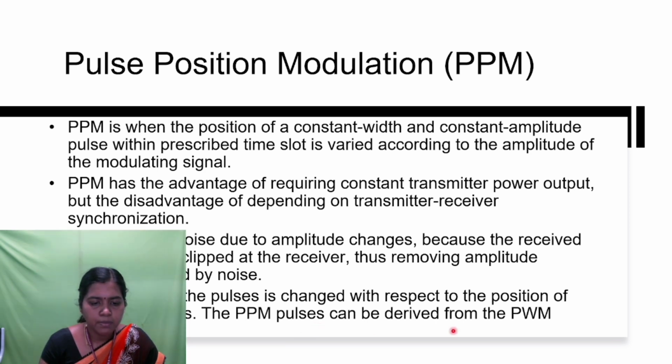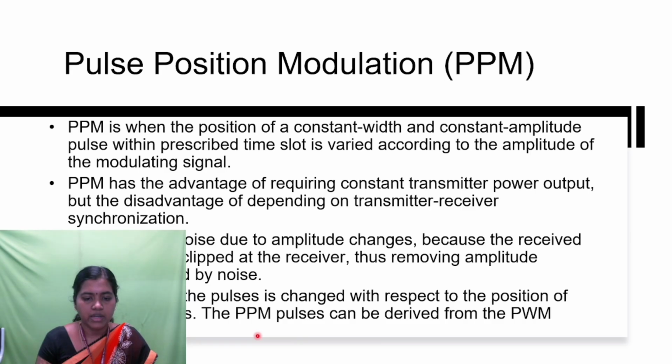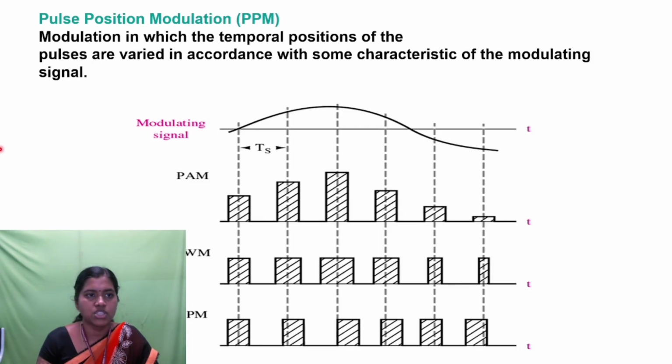The very simple technique here is, after getting your pulse width modulation, you can apply a monostable vibrator and convert it into a pulse position modulation. If you see, all three techniques are described in this figure. This is your original modulating signal, that is your message signal.